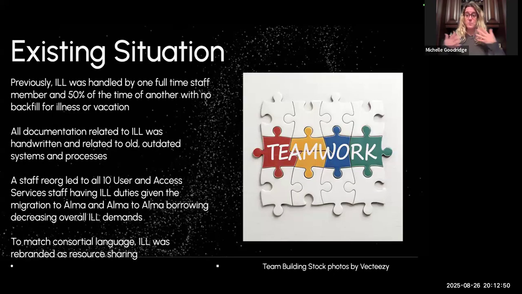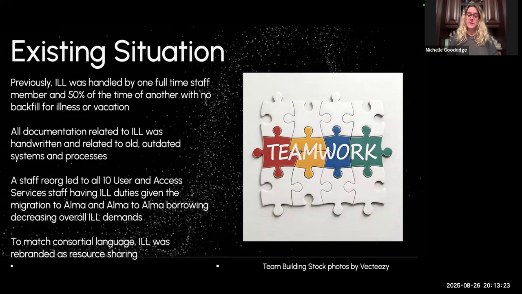So the existing situation, where did we begin? Previously, ILL was handled at Laurier by one full-time staff member and 50% of one other staffer's position, and that helped for backfill, illness, and vacation. But if both people were away, then we would not be able to fulfill ILL requests, and that was very challenging. A lot of the documentation related to ILL was handwritten or related to old and outdated systems and processes, which again made it difficult for backfilling.